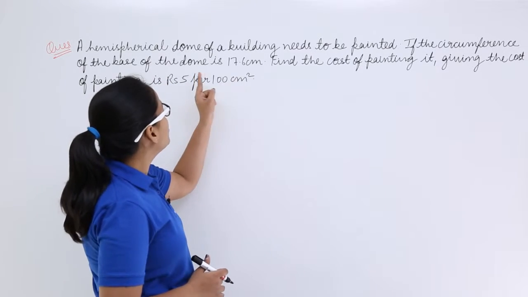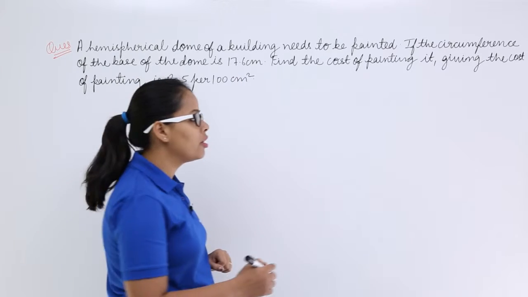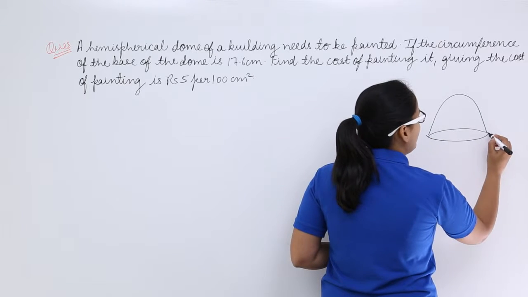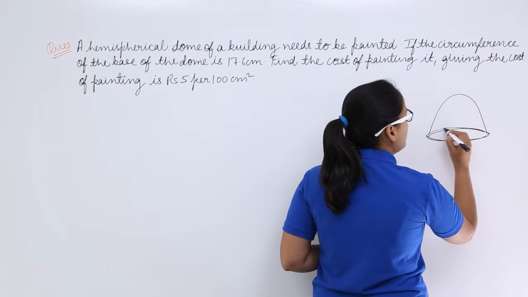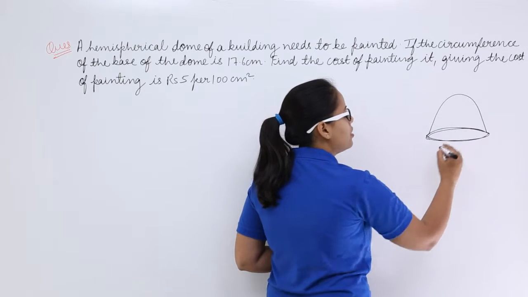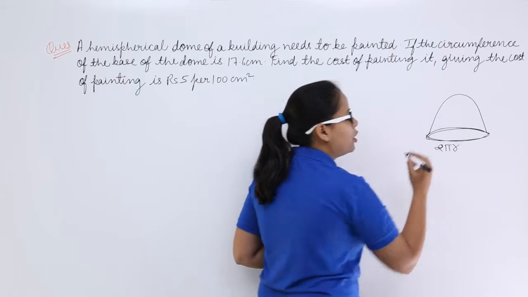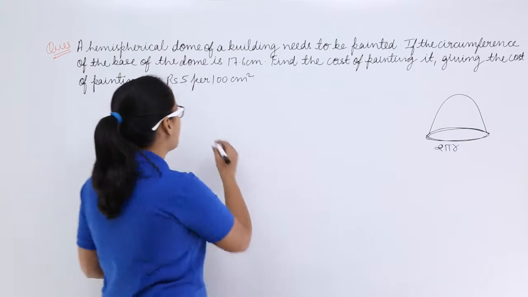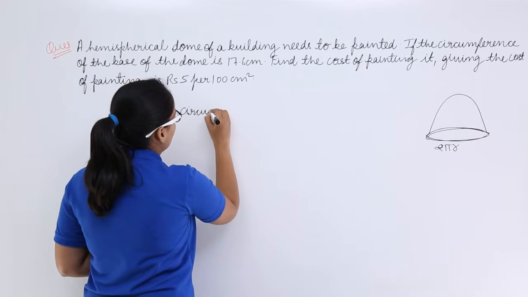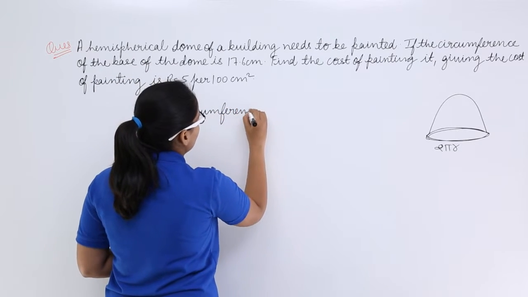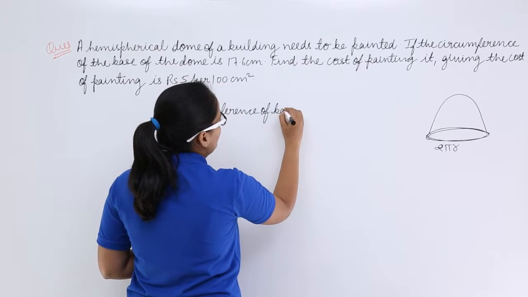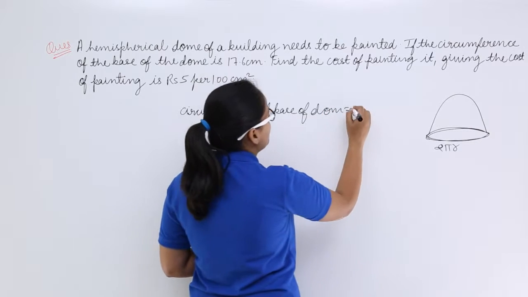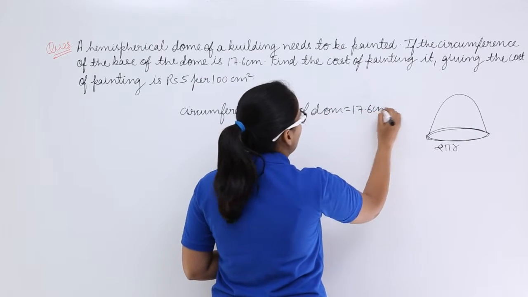So here you know the circumference of the dome. This dome is in the shape of a hemisphere, and you know the circumference of the base of this dome. The base is this, and you know that its circumference will be 2 pi r. Why? Because this base is nothing but circular in shape. Circumference of the base of the dome is given to you as 17.6 centimeter.